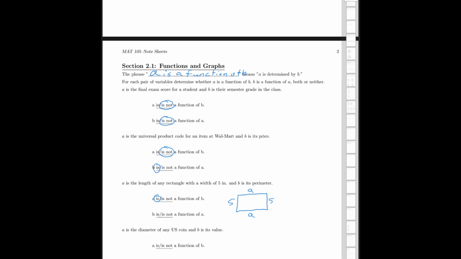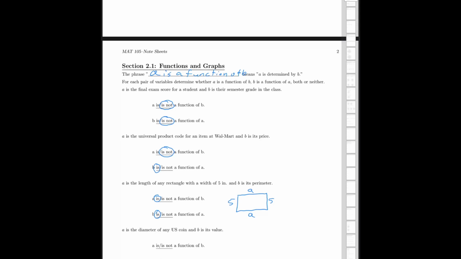And similarly, if I know A, I can easily figure out the perimeter. If A was 11, then we take 11 plus 11 is 22, plus 5 is 27, plus 5 is 32, and that would be a perimeter of 32 inches. So B is a function of A because B can be uniquely determined by A. So this is a good example of something we're going to call later a one-to-one function, where each A goes with one B and no other way there.